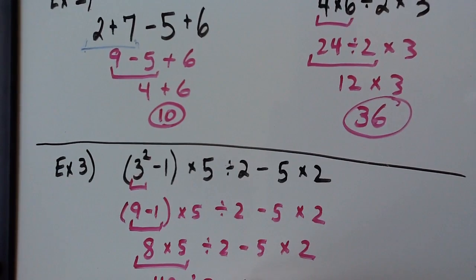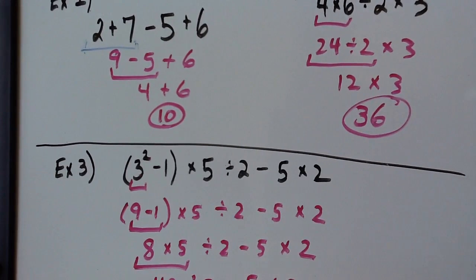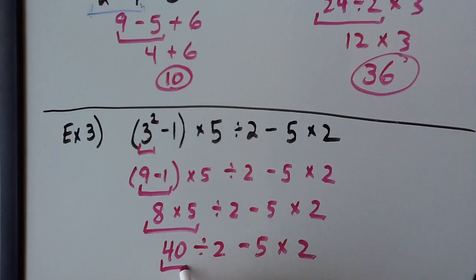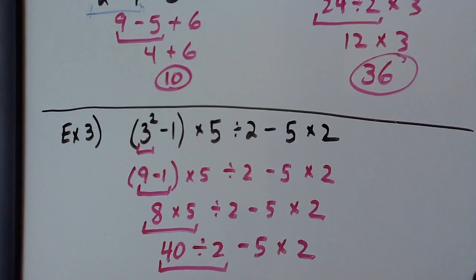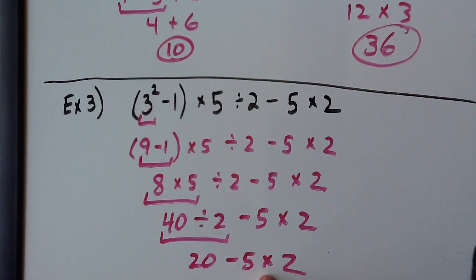Divided by 2 minus 5 times 2. Again, I have multiplication and division. I multiply and divide from left to right. Okay, so 40 divided by 2 is my focus. 40 divided by 2 is 20. I bring this down to the next line. Minus 5 times 2. So now I'm left with subtraction and multiplication.